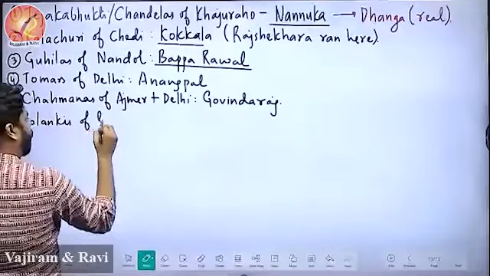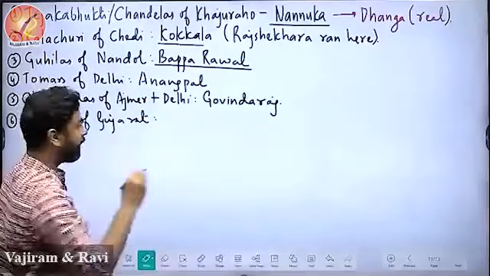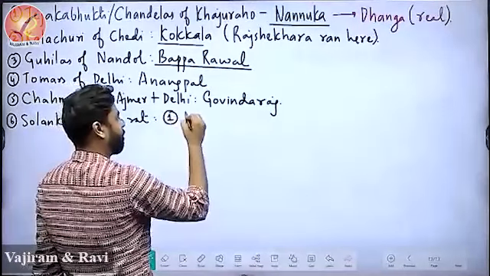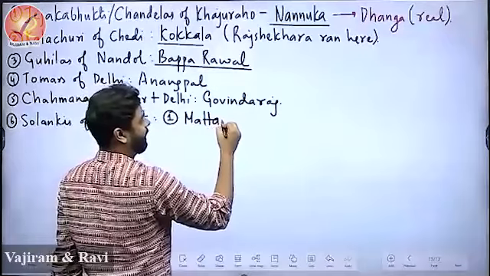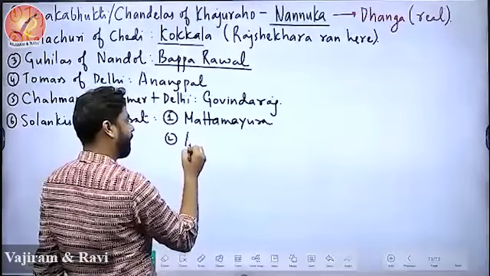Solankis of Gujarat. Look, nobody is coming from Agni. Number 1 is Matta Mayura. They have 3 capital cities. These are the capital cities. Matta Mayura. Number 2 is Anhilwada.